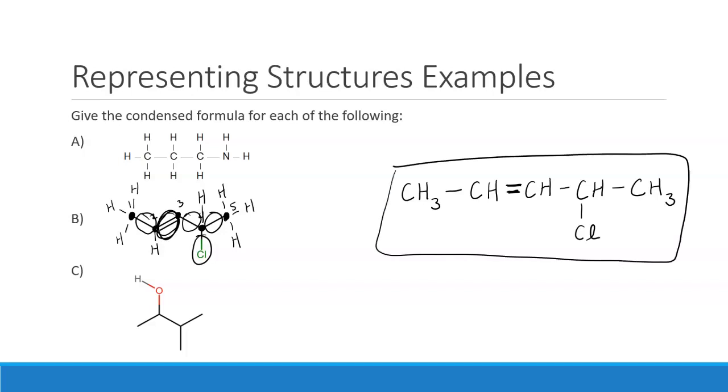Okay, and again, you could condense this even further by simply typing CH3, CH, CH, CH, and then that Cl kicks up in between, Cl, CH3.